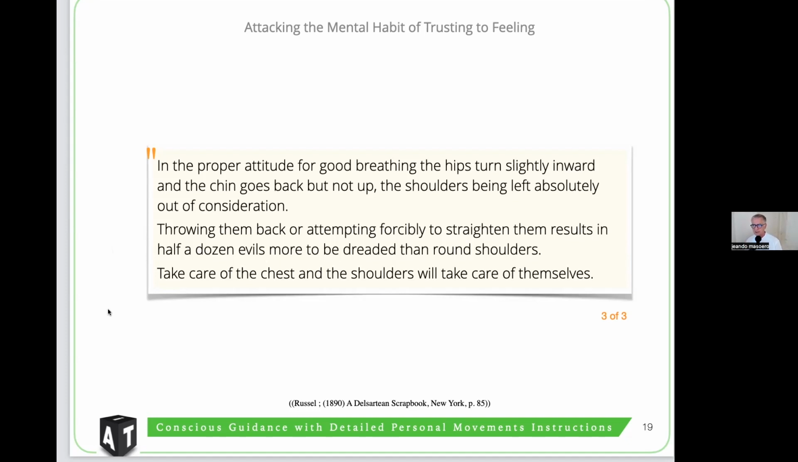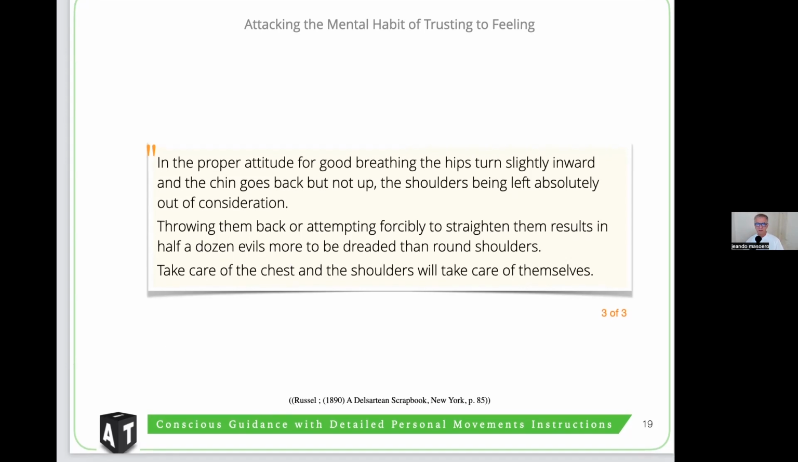If you're familiar with Alexander's writing, you will find very often an uncanny resemblance between the choice of words in the old Delsartean books and in Alexander's. The evils are present in Alexander's books in 3 different parts. And what Russell is saying is that you take care of the chest and the shoulders will take care of themselves. Very, very dangerous statement indeed.